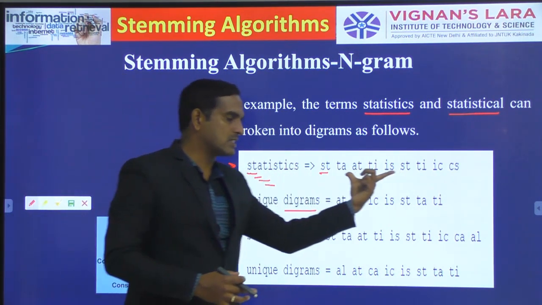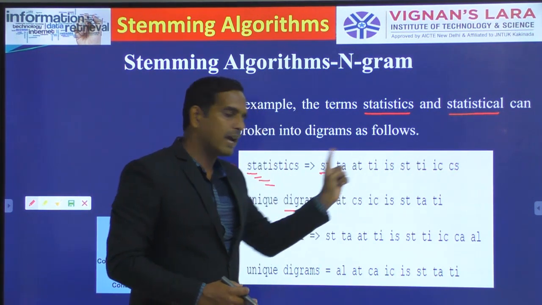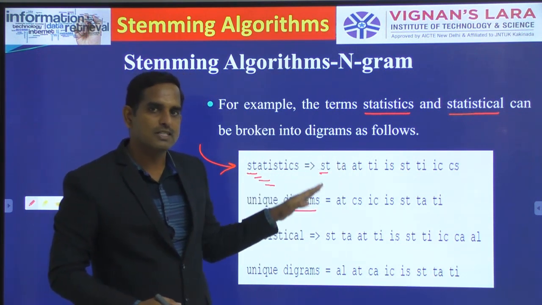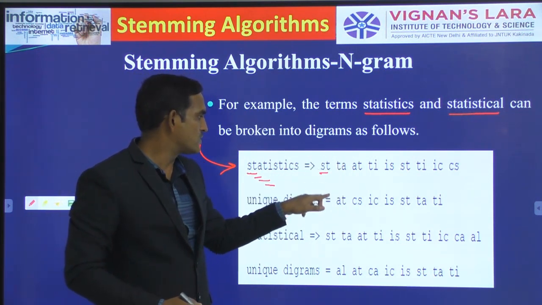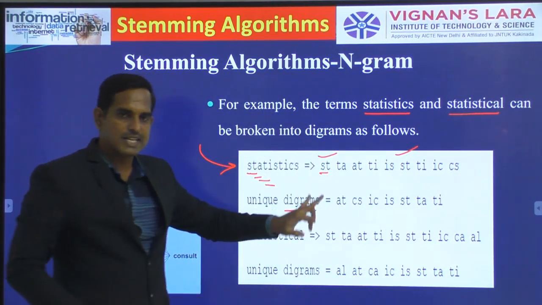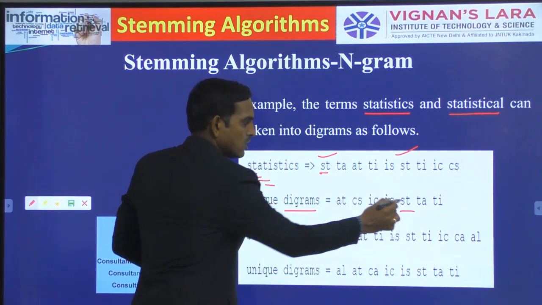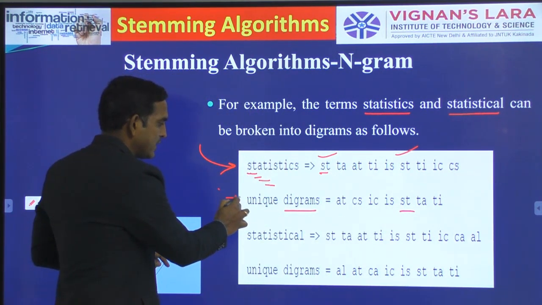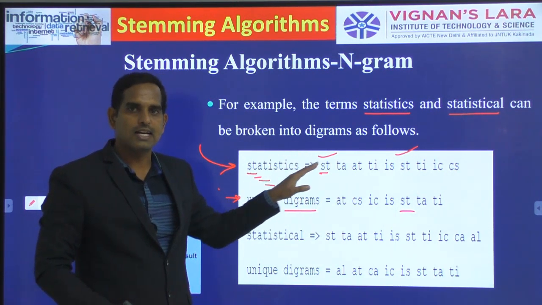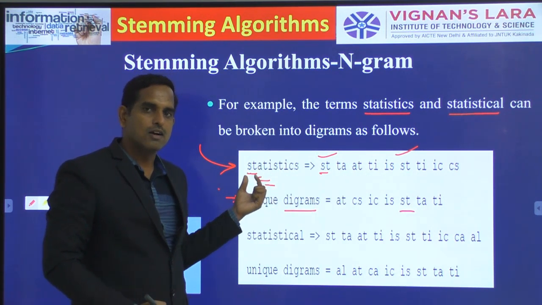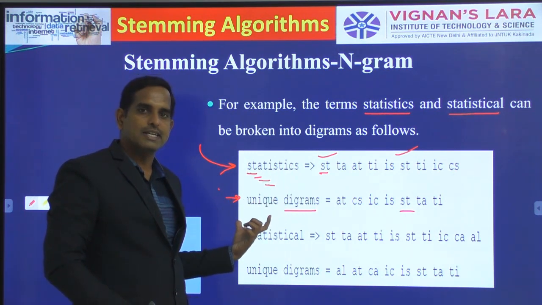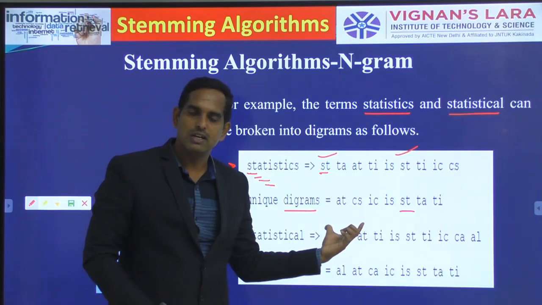Next, among this text, we will have some repeated diagrams. Instead of considering each and every diagram, we will consider only the unique diagrams. If you see, ST will be repeated some number of times. Instead of considering it twice, we will consider it only once. In that manner, we will find out the unique diagrams for your complete text. So first we calculate the diagrams for each and every consecutive letters present in your word. From those diagrams, we calculate the unique diagrams.